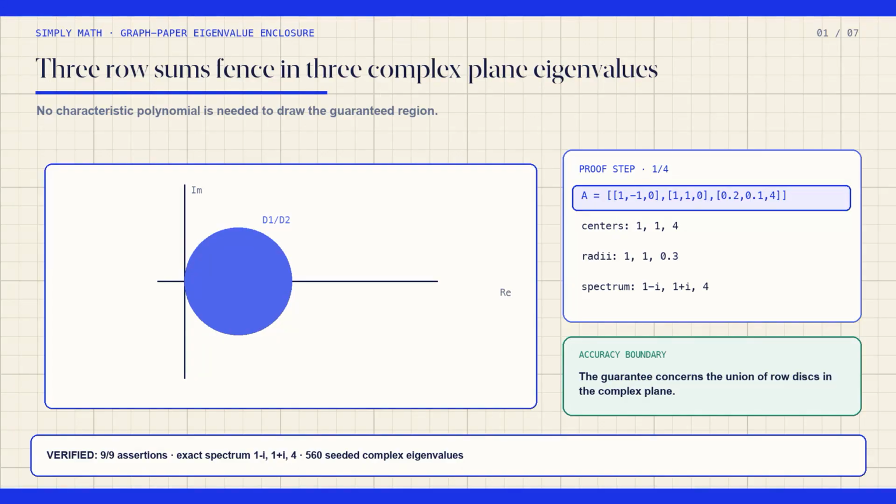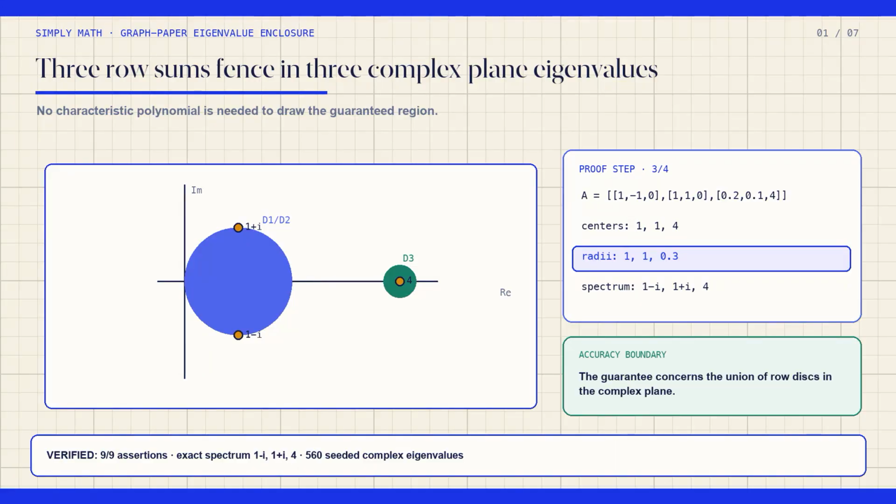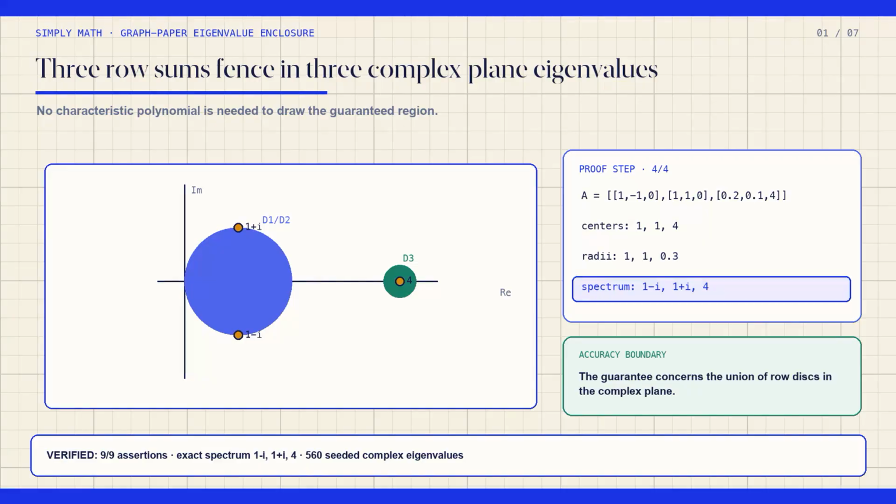For this real 3 by 3 matrix, the eigenvalues are 1 plus i, 1 minus i, and 4. Gershgorin's theorem predicts where all 3 must live before solving the cubic. Each row draws one closed disk in the complex plane. The proof is only one eigenvector equation, viewed through its largest component.